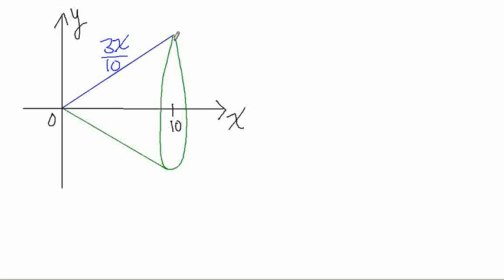formula to calculate the volume of a solid of revolution, let's use our knowledge of geometry to see what we would get without calculus. So the volume of a cone with radius r and height h is 1/3 pi r squared h if it's a right circular cone. And so the cone in the picture has a radius of 3 and a height of 10.